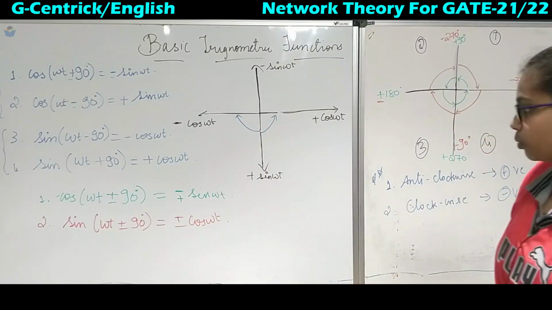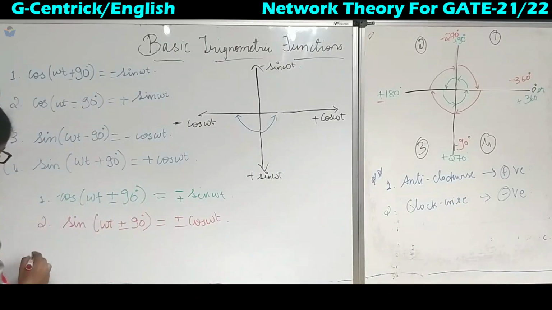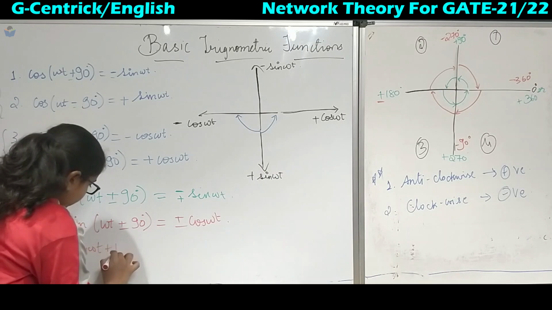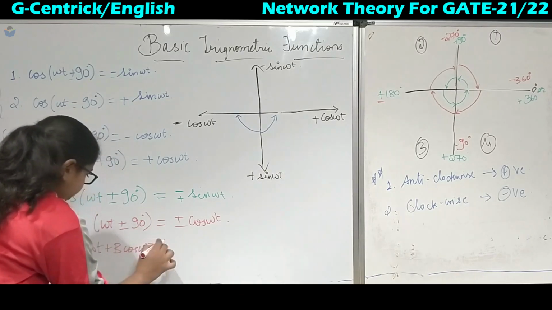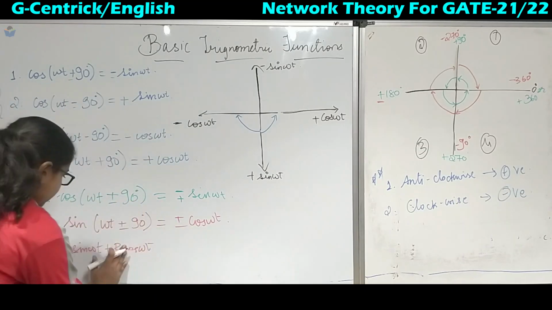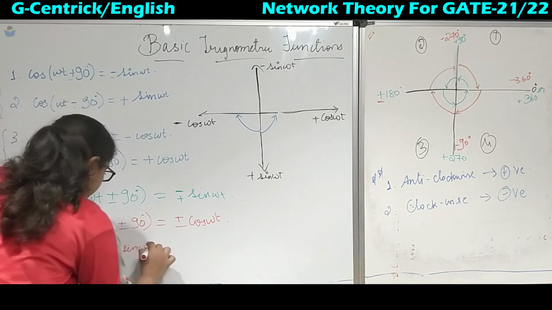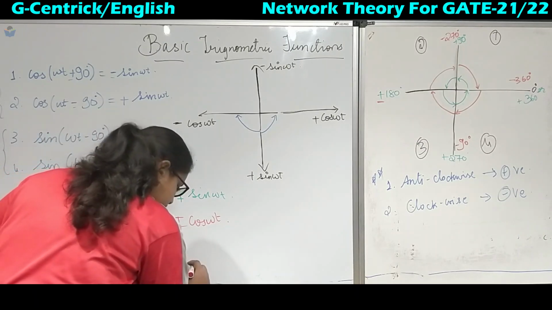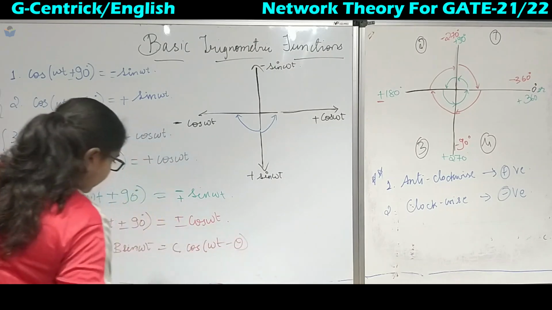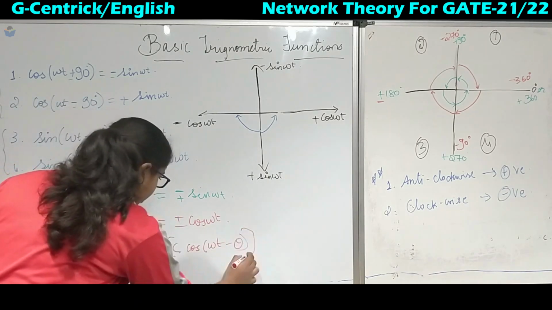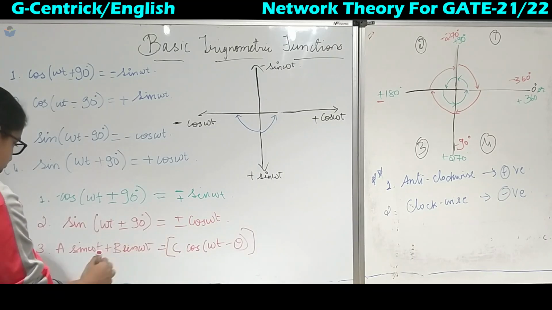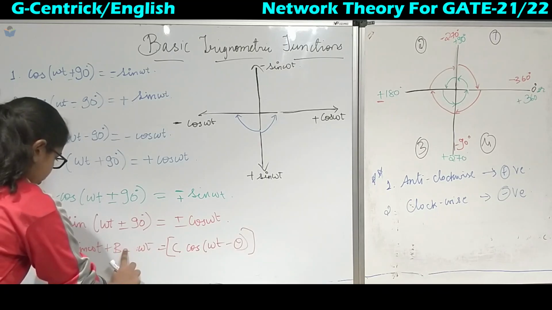Okay, there is one more formula. If you have a sin omega t plus b cos omega t, then you will get it as, sorry, it must also be sin, you will get it as c of cos omega t minus theta. Okay, so this is the equation you will get. One must be cos.